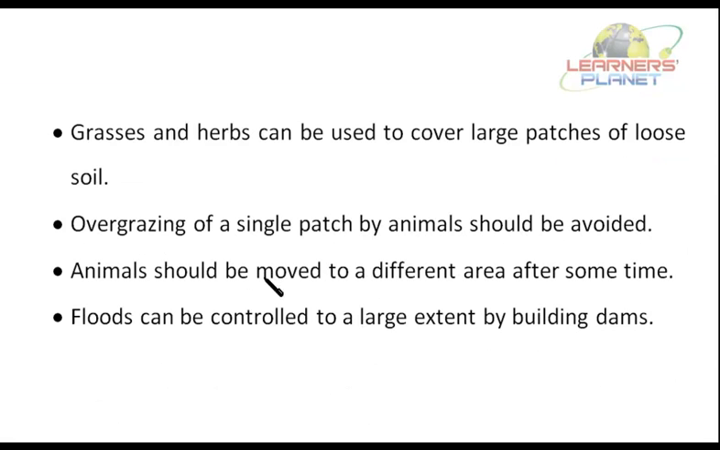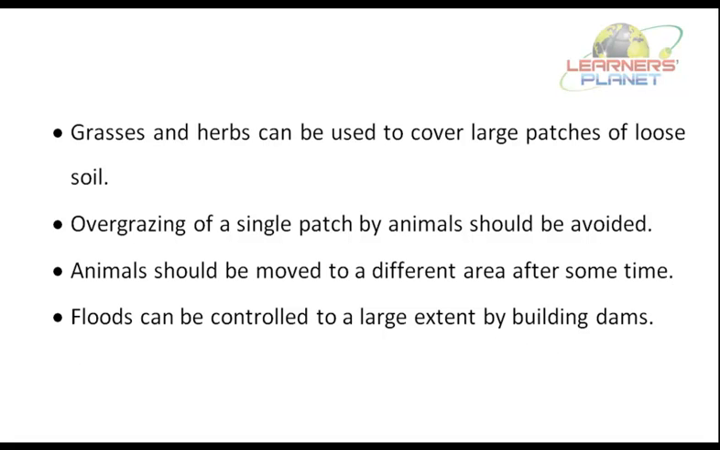The other measures which we can take to prevent soil erosion is that grasses and herbs can be used to cover large patches of loose soil, because of which fertility can increase. Then overgrazing of a single patch by animals should be avoided. Then animals should be moved to a different area after some time, otherwise that land would become barren.